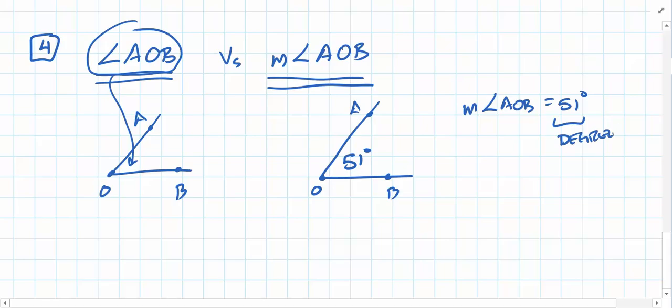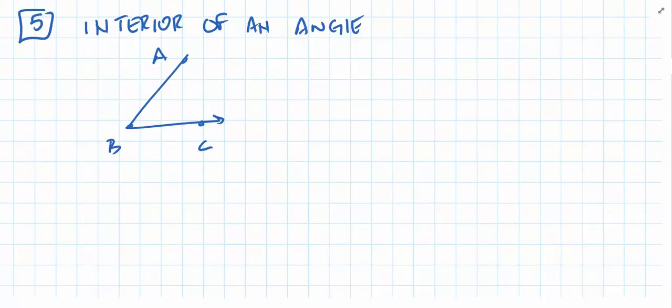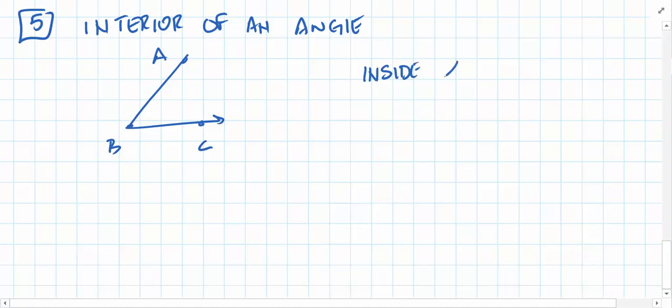If I'm talking about the interior of angle ABC, so inside angle ABC, could you guys put a point that's inside angle ABC? Go ahead and do that right now. All right, did somebody put a point, I don't know, here? And if I call that point X, is point X on the inside of the angle ABC? Yes, it is. Okay, is point R over here on the inside of angle ABC? No, that's the exterior, right?